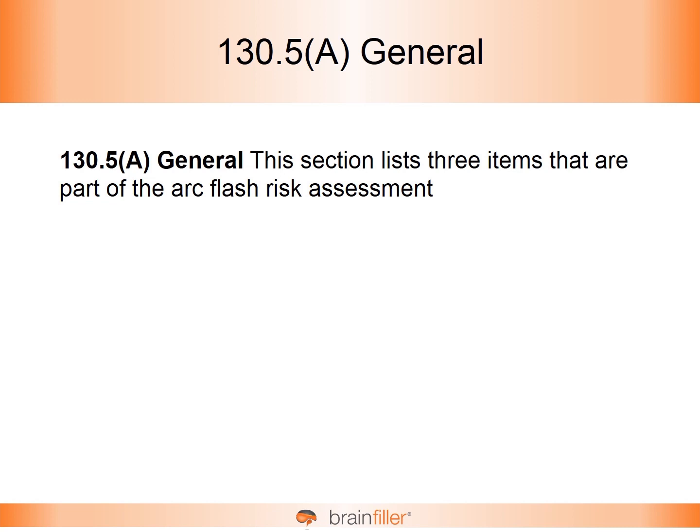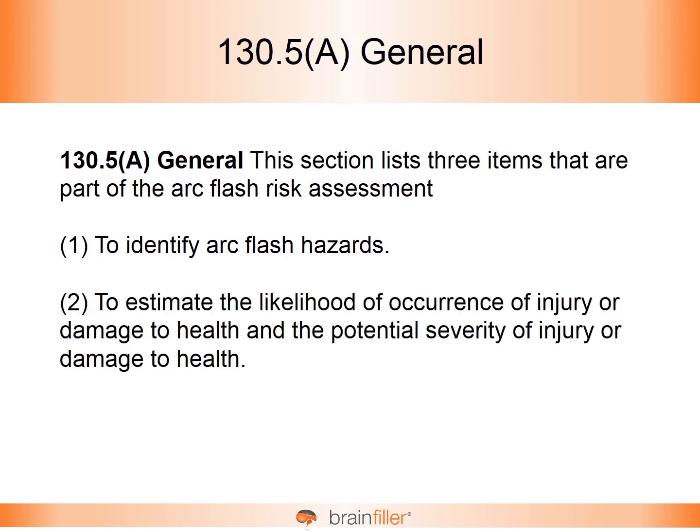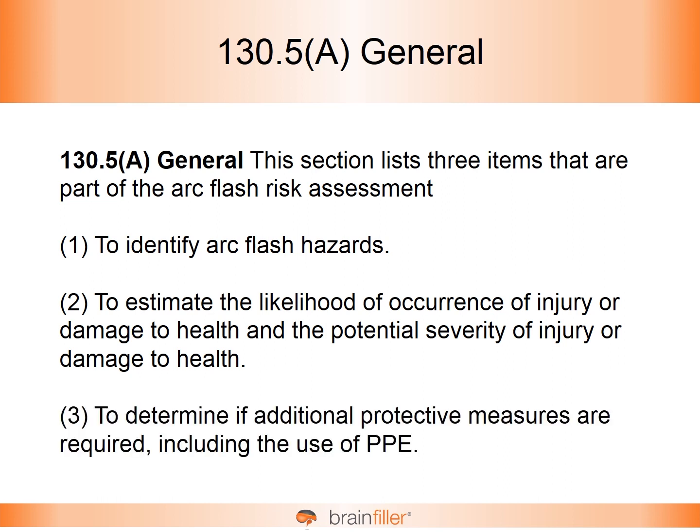130.5A, general. This section lists 3 items that are part of the arc flash risk assessment. They include to identify the arc flash hazards, to estimate the likelihood of occurrence of injury or damage to health and the potential severity of injury or damage to health, and finally, to determine if additional protective measures are required, including the use of PPE.